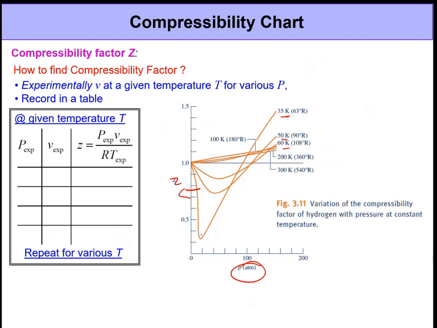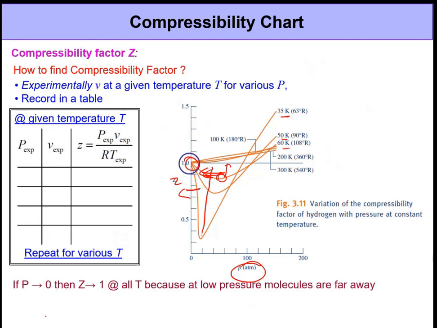So low temperature is very far from 1, okay, but high temperature like this, it is kind of close to 1. But again, high temperature, if you want to be close to 1, high temperature sometimes may not be enough. You have to go to lower pressure. So lower pressure, no matter at what temperature, if you go to lower pressure, everything approaches 1. Okay, so this is how it looks.